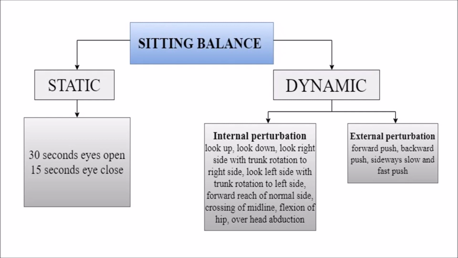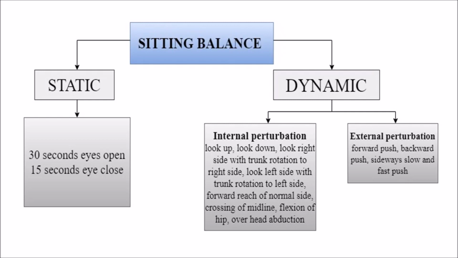The next is to check dynamic balance. Dynamic balance has two parts: internal perturbation and external perturbation. What you check is the balance and coordination of a stroke patient. First one is internal perturbation. Internal perturbation is to check balance, like whether a stroke patient sways or not. It can be performed alone by the therapist, or while the therapist performs, another person can also support the stroke patient.